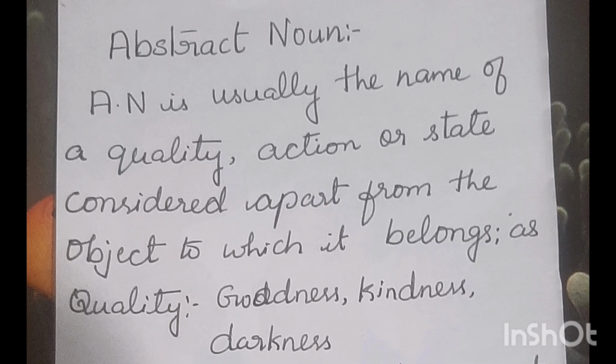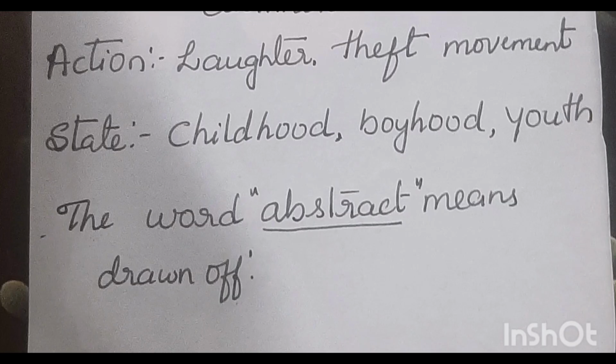The next one is abstract noun. Abstract noun is usually the name of a quality, action, or state considered apart from the object to which it belongs, as quality: goodness, kindness, darkness; action: laughter, theft, movement; state: childhood, boyhood, youth. These all things we can't see, but we can experience, right? The word abstract means drawn off, means we can't see.